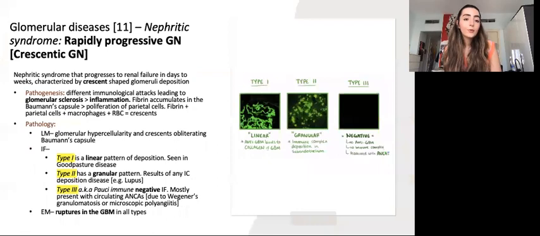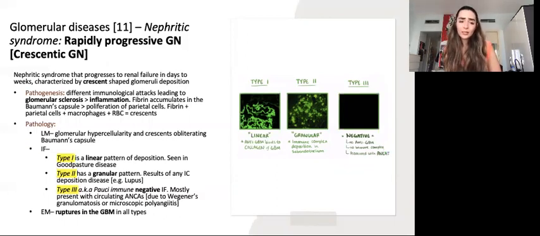Then we have rapidly progressive glomerulonephritis, which is also called crescentic glomerulonephritis. This is a nephritic syndrome that progresses to renal failure in days to weeks. That's why it's called rapidly progressive. And it is characterized by crescent-shaped glomerular deposition, also why it's called crescentic glomerulonephritis.